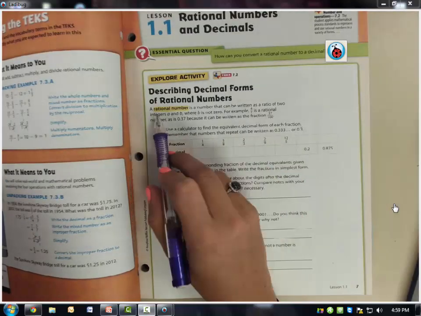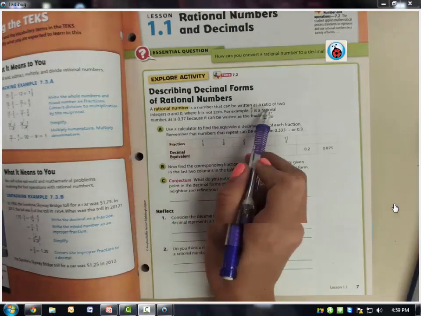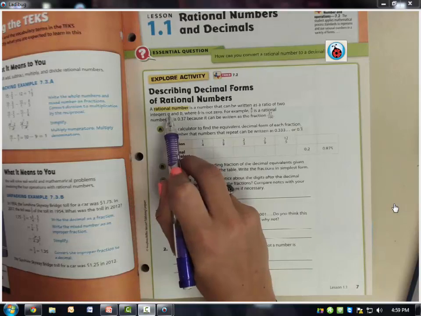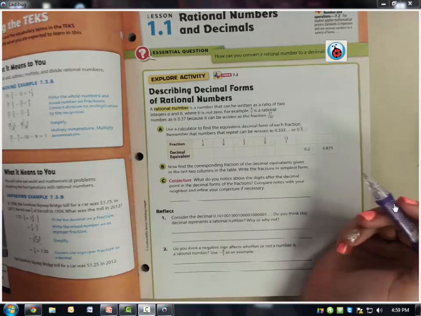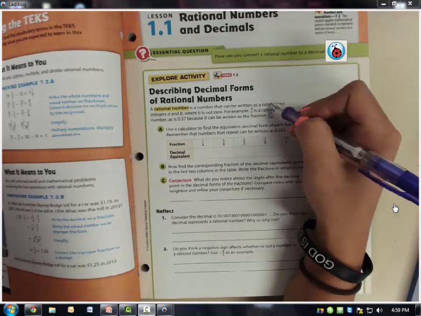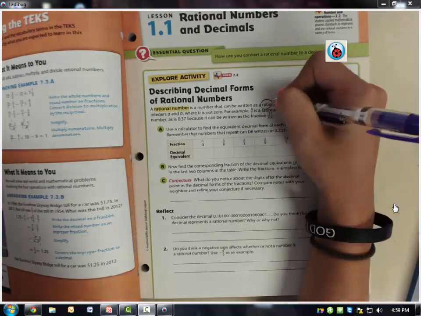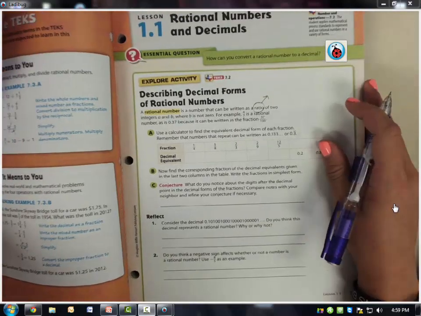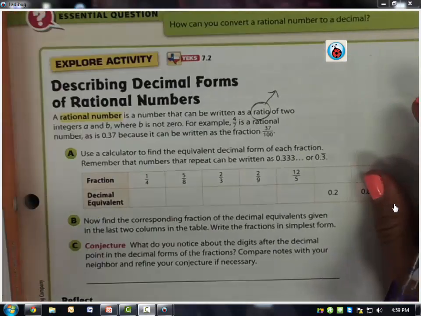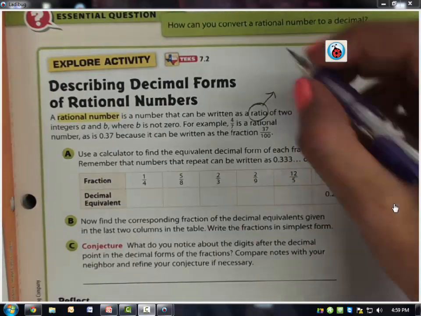It says a rational number is a number that can be written as a ratio of two integers, a and b, where b is not 0. That sounds confusing. All you need to know is that it can be written as a ratio. Let's talk about ratio. What you should be doing is everything I'm doing on my screen, you should be doing on your screen too. So a ratio is just a fraction.